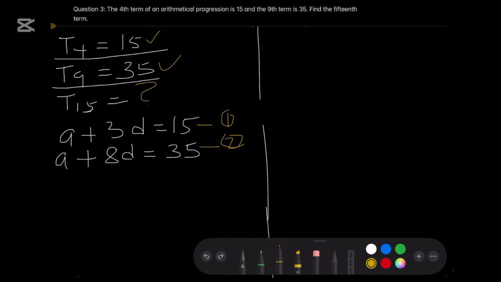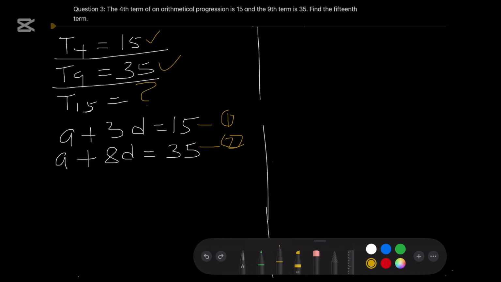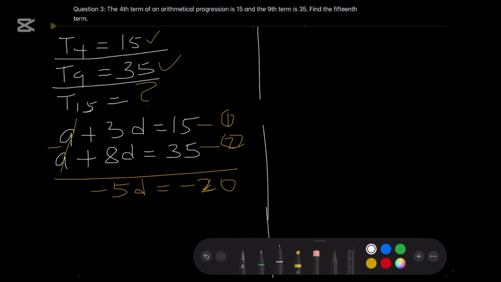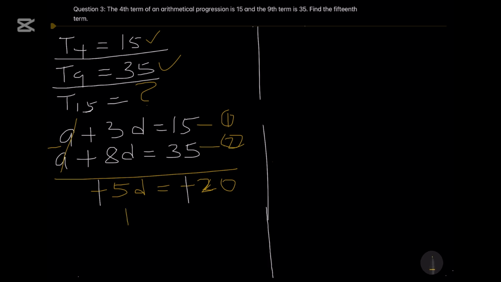Since the coefficients of A are equal, what we simply do is subtract. So subtract equation 1 from equation 2. A cancels out, and then we have 5D equal to 20. Then from here we finally have D is equal to 20 divided by 5, and then our D is equal to 4.